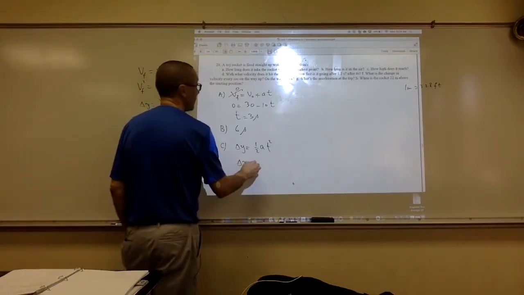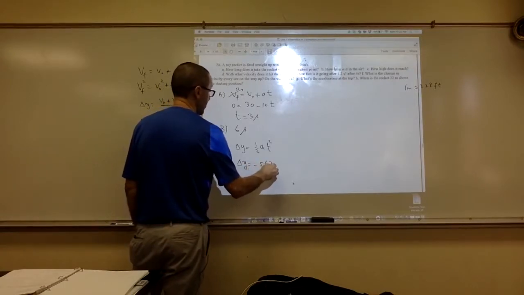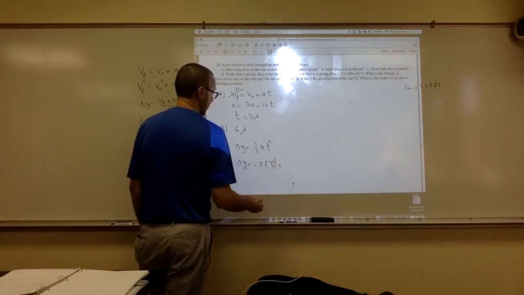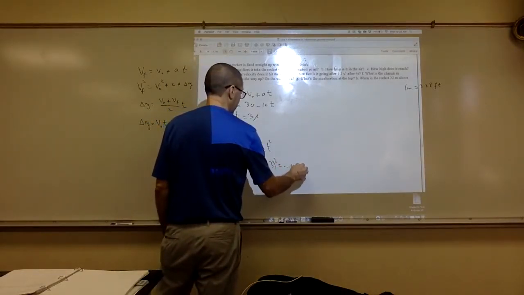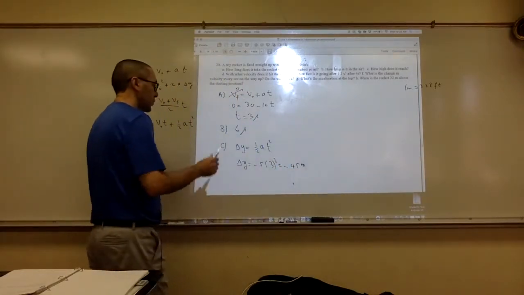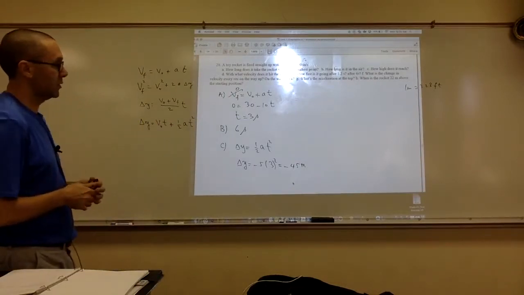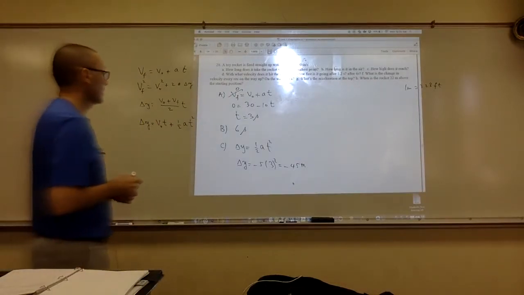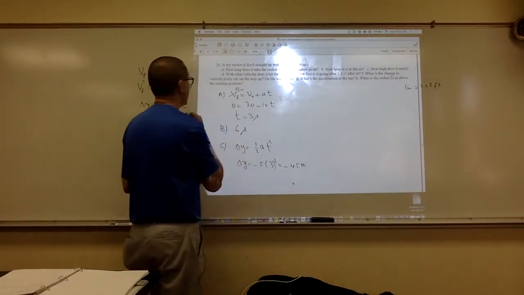So delta y equals -5 times 3 squared. You have to use 3, not 6. So this is -45 meters. Which means it rises 45 meters and it drops 45 meters. That's basically why the negative is there. Okay? So to answer how high it reaches, you just have to say 45 meters.